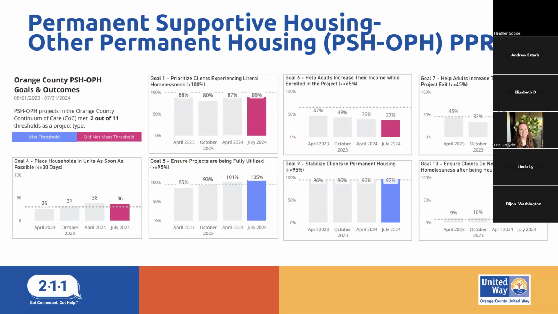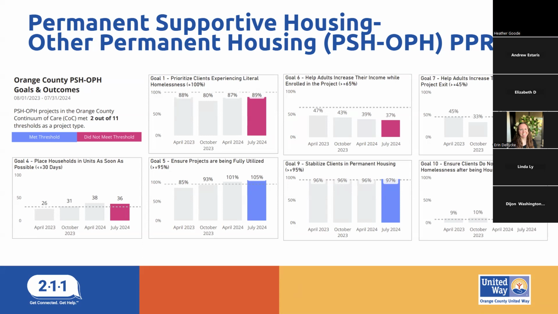Good morning, everyone. This slide is showing the project performance reports for the permanent supportive housing and other permanent housing projects. This report looks at projects for the reporting period of August 1, 2023 to July 31st, 2024. Out of 11 key thresholds, our COC met 2 goals as indicated by the blue highlighted metrics. Goal 1 is prioritizing clients experiencing literal homelessness. We had 89% of clients entering from homelessness.